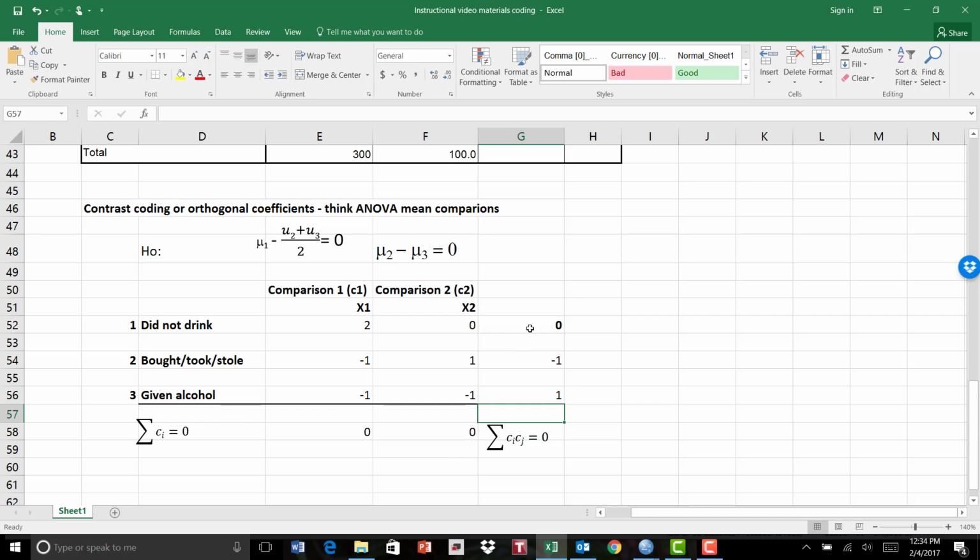But more than that, I think you can see it logically that this comparison, we're doing do not drink versus these two combined. The second comparison, well, we ignore this because we already have a little information there. And instead, we're doing bought, stolen, took versus given.